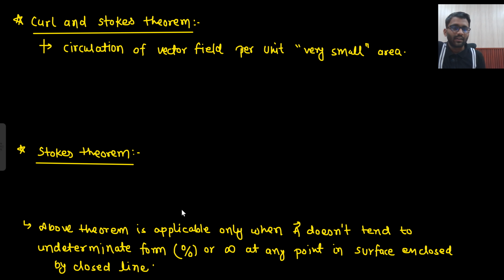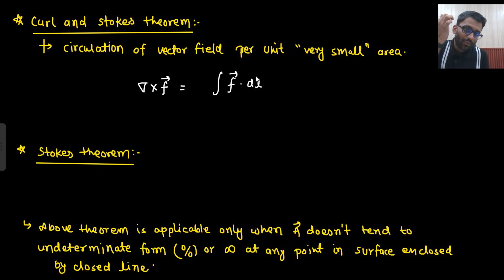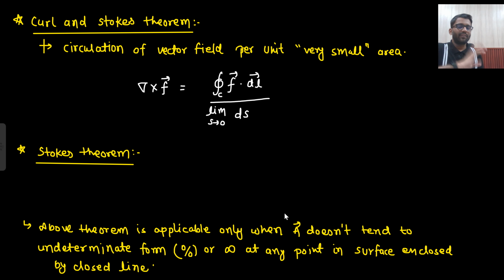Yeah, so let's start curl now. What does curl represent? The curl of a vector field F is given by the circulation of the vector field, or you can say the closed line integration of the vector field along a path C, or along a curve C, per unit very small surface area. The surface area is the area enclosed by the closed line.